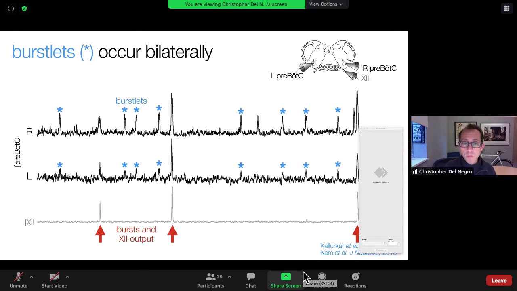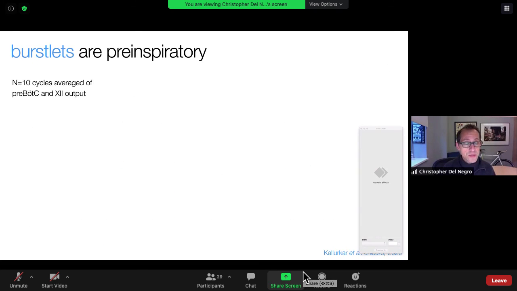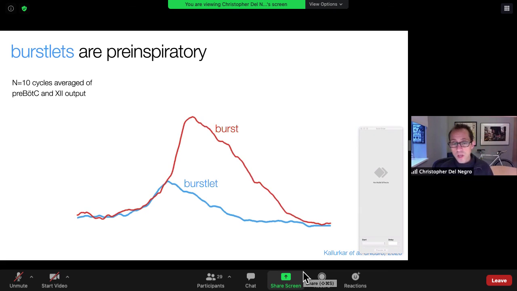In order to address that, we did some cycle-triggered averages. So the first thing that I'm showing you here is an average of 10 bursts, and we see the average trajectory of the bursts. And now superimposed on that is a cycle-triggered average of activity that resulted in an inspiratory burst. What you'll notice is that the trajectory of the burstlet and the pre-inspiratory phase of the burst are almost identical, suggesting that the burstlet is consistent with the pre-inspiratory phase of the burst.